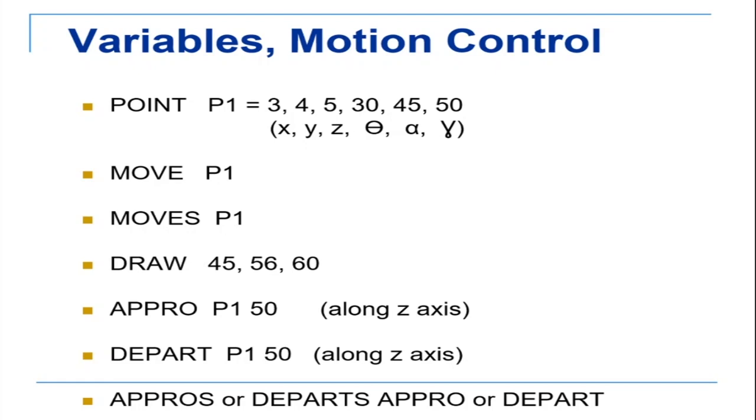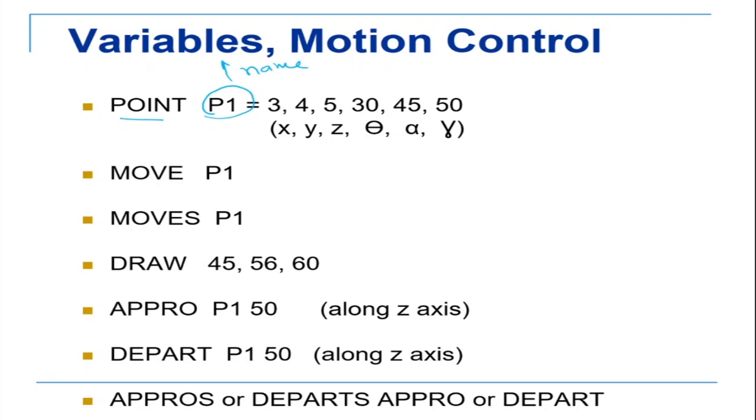So, the first variable is a point. Point is P1. This is the variable name. Variable names can be letters, they can be numbers, or a combination of letters and numbers. It depends, eight characters or 10 characters, depending on the version of the robot.